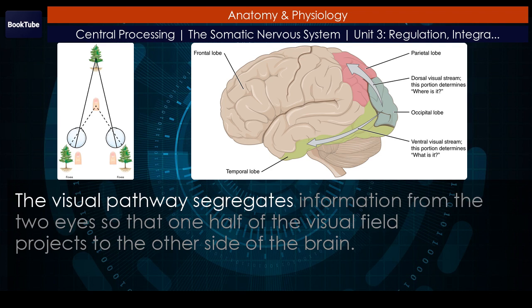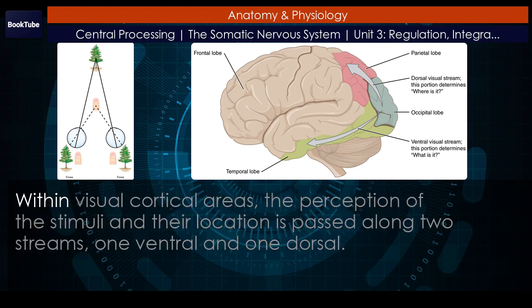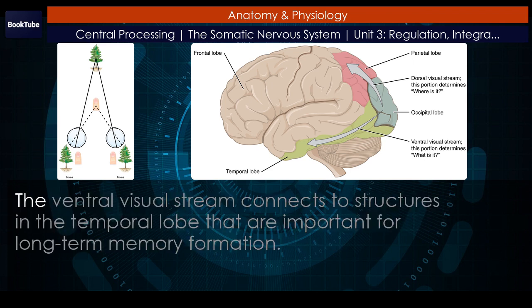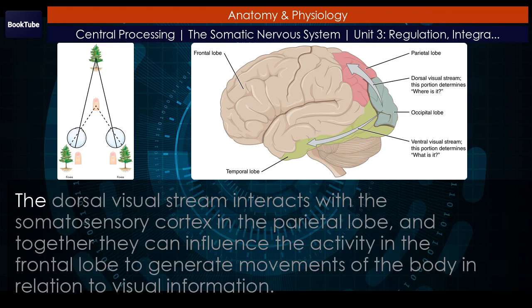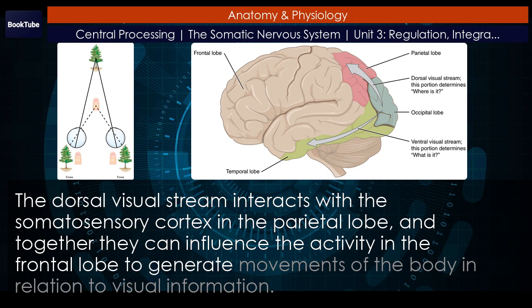The visual pathway segregates information from the two eyes so that one half of the visual field projects to the other side of the brain. Within visual cortical areas, the perception of the stimuli and their location is passed along two streams, one ventral and one dorsal. The ventral visual stream connects to structures in the temporal lobe that are important for long-term memory formation. The dorsal visual stream interacts with the somatosensory cortex in the parietal lobe, and together they can influence the activity in the frontal lobe to generate movements of the body.